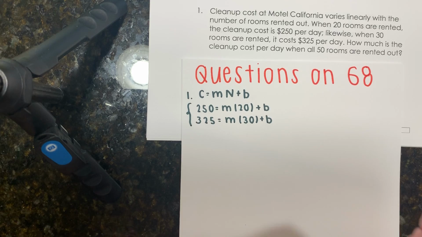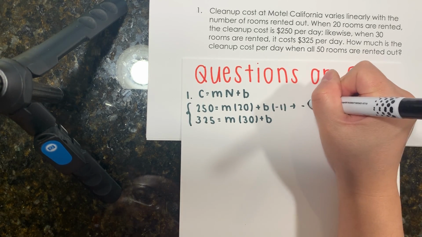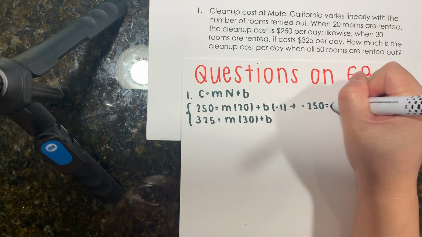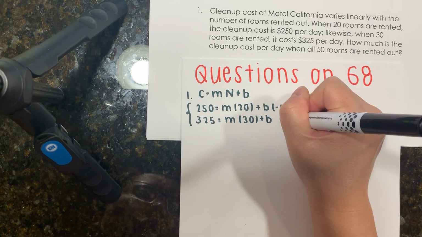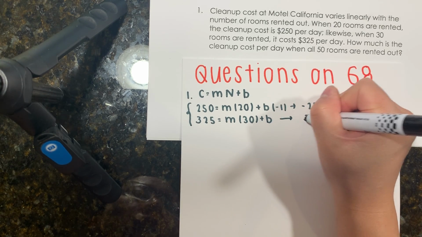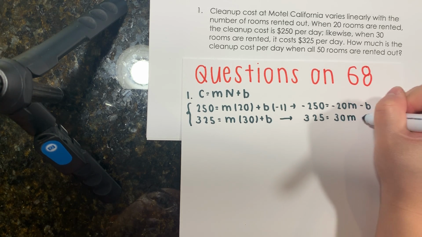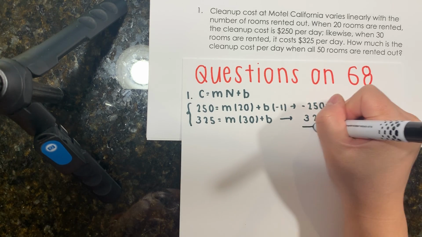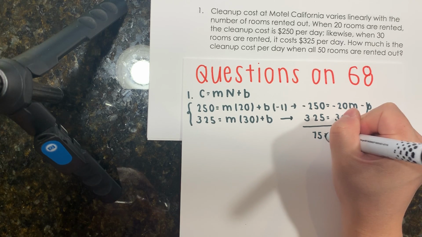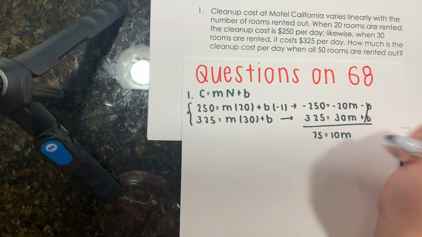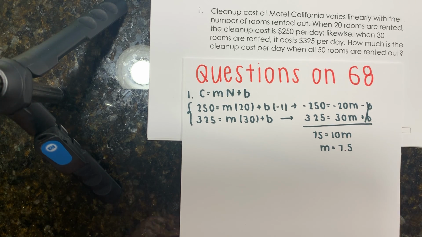So the first thing that I'm going to do is multiply the top equation by -1. And that would give me -250 equals -20m minus b. Bottom equation I'm going to leave exactly as it is. So 325 equals 30m plus b. The b's cancel, and you get 75 equals 10m. So m is equal to 7.5.